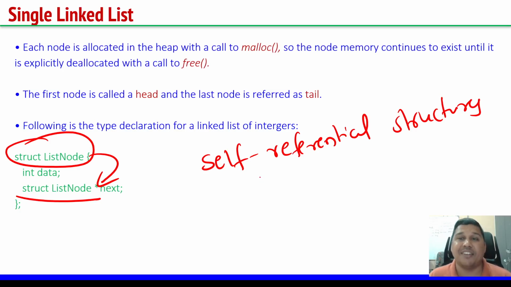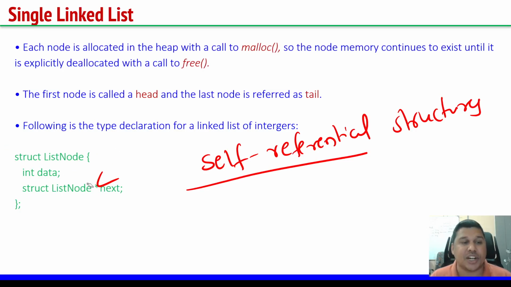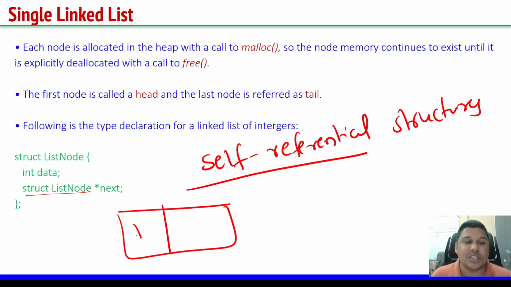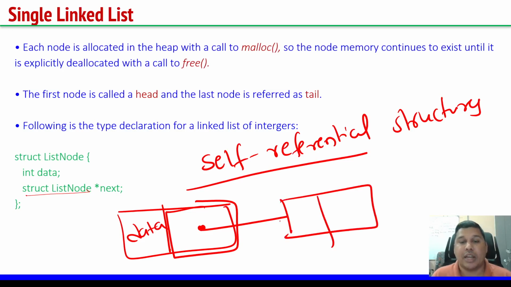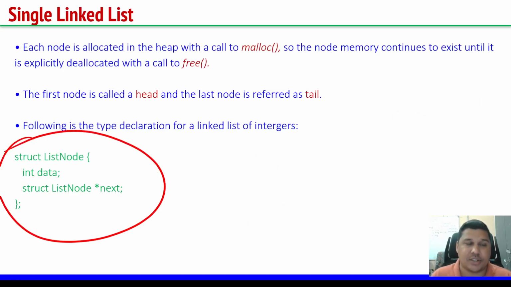What are self-referential structures? Why do we need self-referential structures? Self-referential structures means referring to the same structure definition inside the structure, like this. Why am I referring like this? Because I want to store in that node, this is the data part which is okay, but this is the address part. I want to store here the address of the next block. That is the reason we create a structure like this.